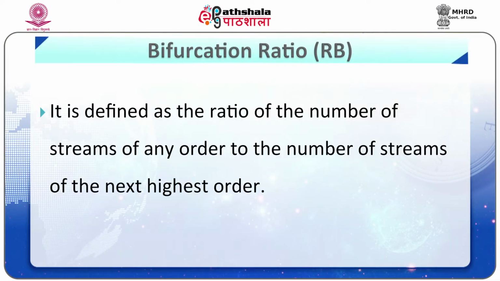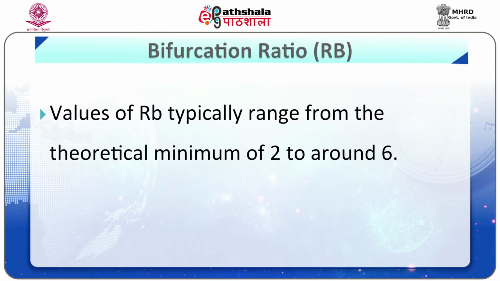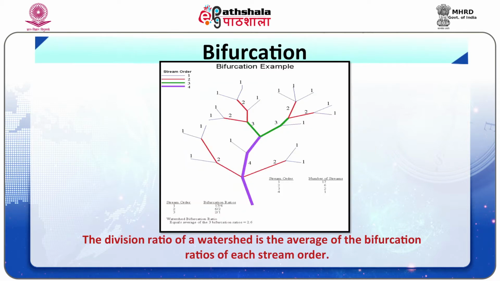Bifurcation ratio. It is defined as the ratio of the number of streams of any order to the number of streams of the next higher order. The value of this is indicated by Rb, with a theoretical minimum of 2 and a range of around 3 to 5. The bifurcation ratio is calculated as seen in figure number 7.